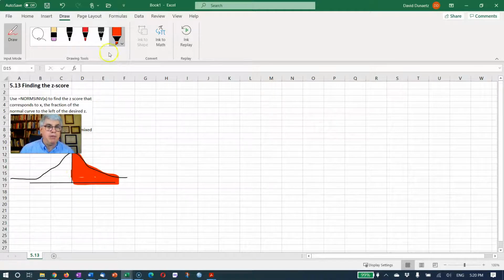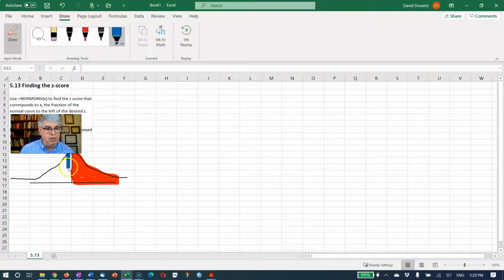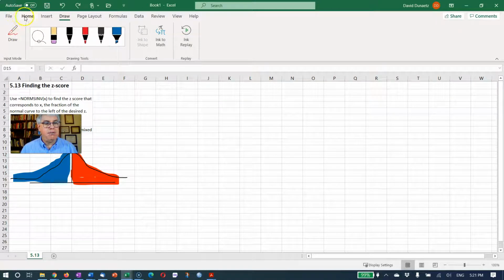And then the area below, we'll put that in blue. And so the area below is blue, and the area above is red. And remember, to find the z-score, we need the area below. So we've got to find that blue area to find the z-score. So let's make a table over here. Oops. Let me get rid of the drawing tool, and we will go back to normal mode.